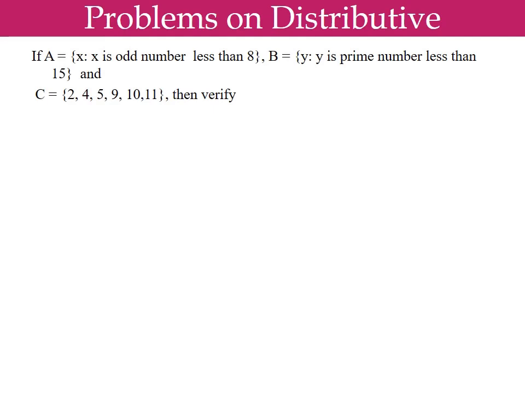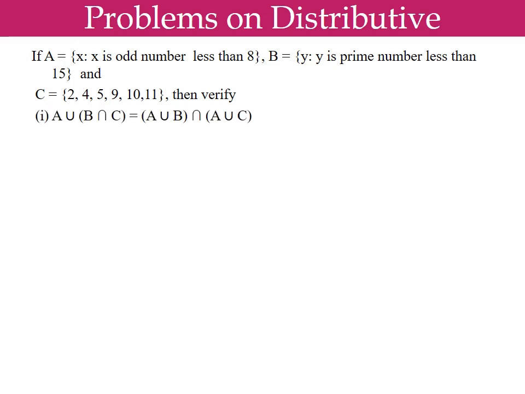So we'll discuss one problem by using distributive property. Look at the set. If A is equal to set of all x such that x is odd number less than 8. What do you mean by odd number? Obviously it is 1, 3, 5, 7 like that it is going on. Less than 8 means the last number will be 7. Take second set B. It's a prime number less than 15. We know what is prime number. And C is given as 2, 4, 5, 9, 10, 11.